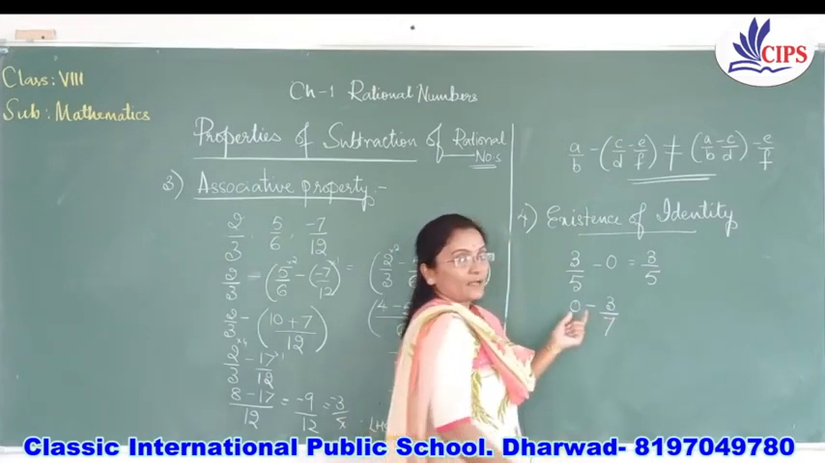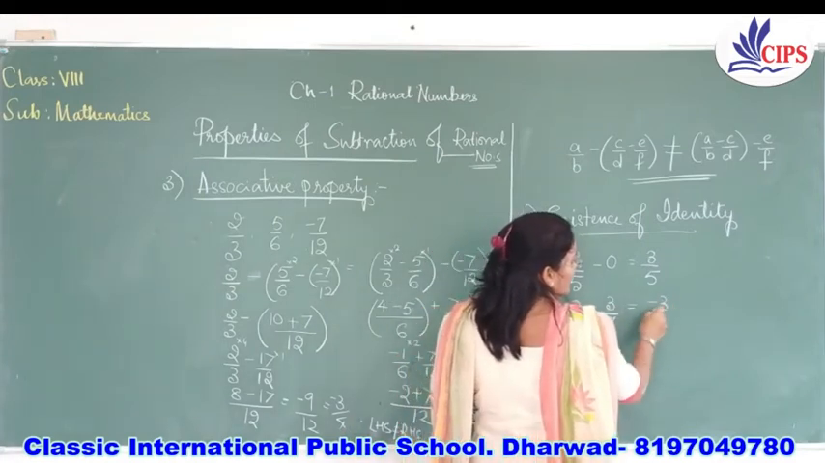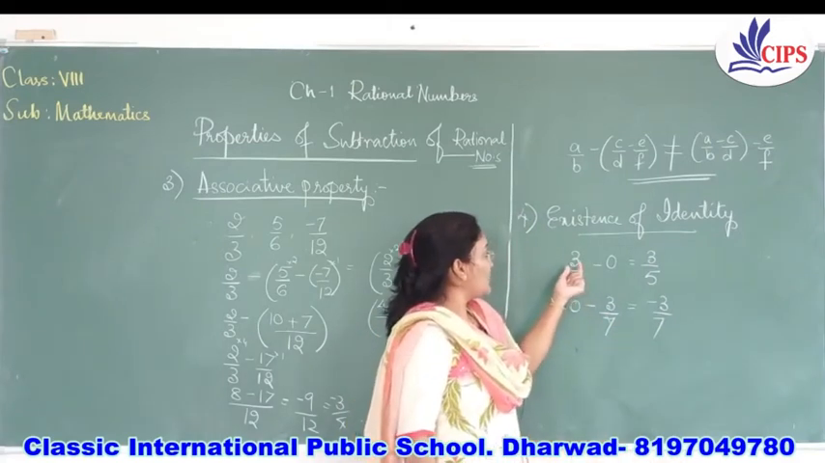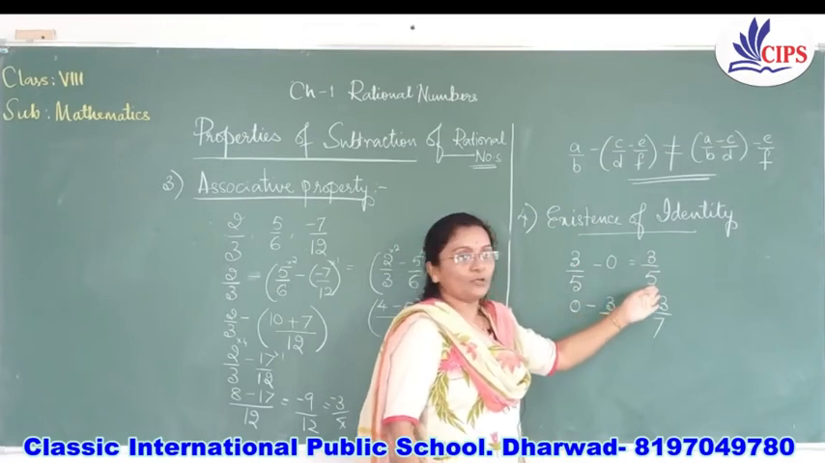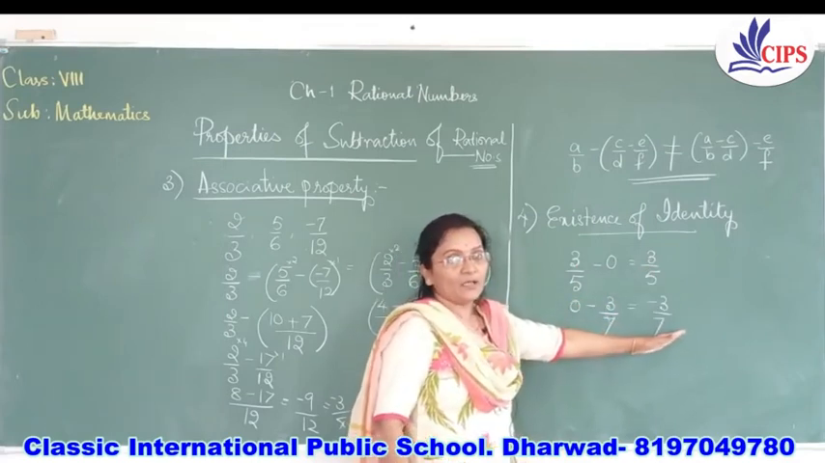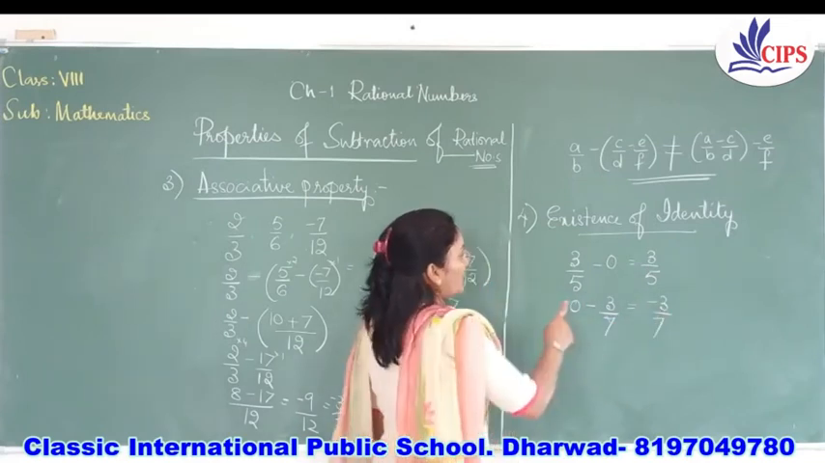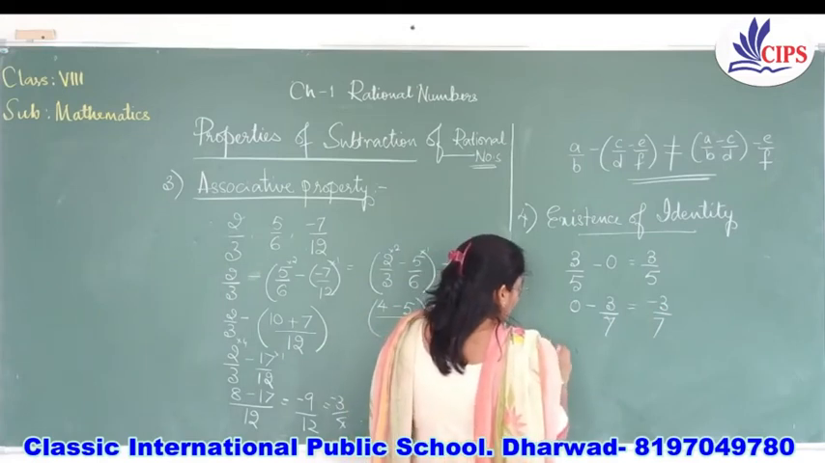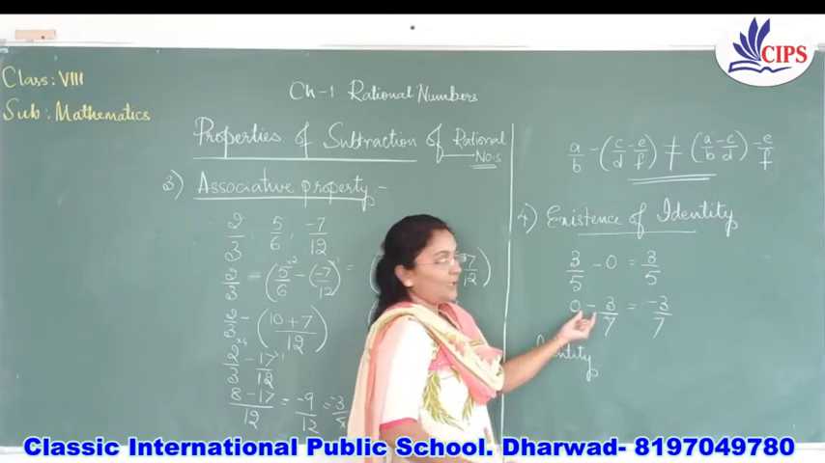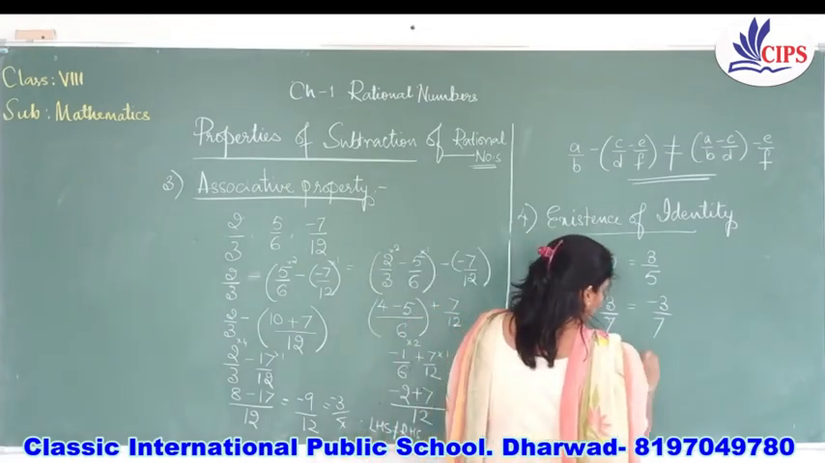From 0 you can't subtract. So here what we get the answer? Minus 3 by 7. Did you get the same answer here? See here what we get? 3 by 5 minus 0, we get 3 by 5 only. But when you subtract the other number from 0, we get the negative number. So we don't get the same number. We get the sign as negative. So here identity does not exist. We have to get the same answer. Then we have got identity 0. Here we are not getting the same number, so identity does not exist.